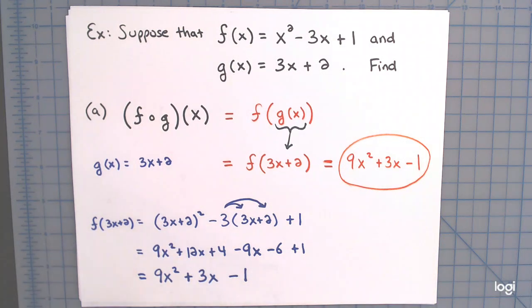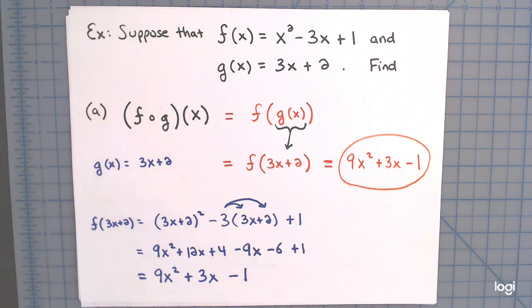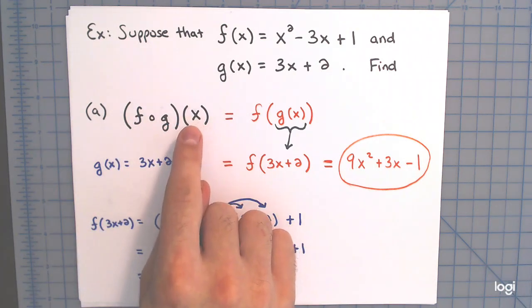All right, great. And you can try it out. We're actually going to see later. I'll test this. We'll do a little check on this to see if this is actually correct. Well, that was f composed with g at any input x.